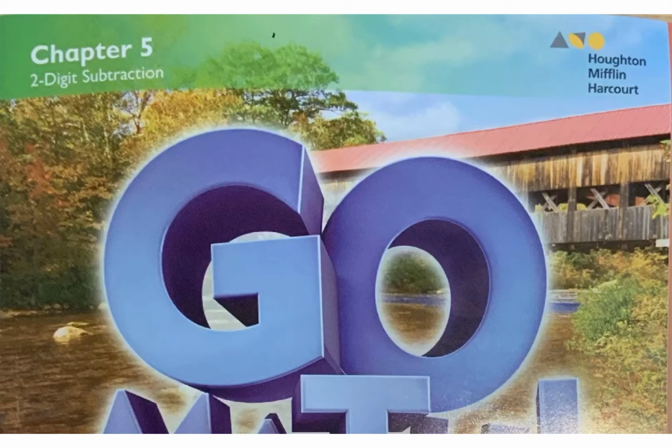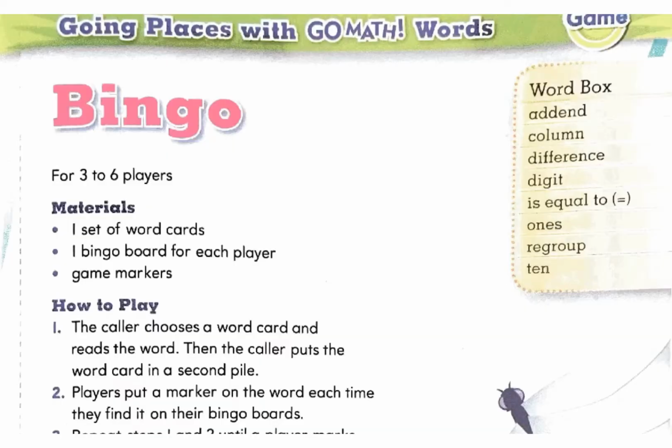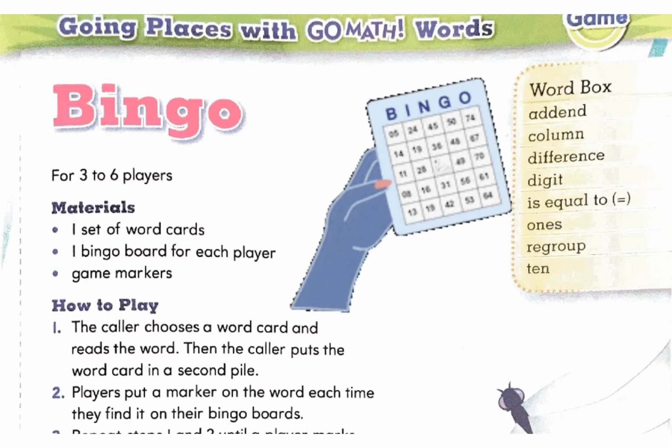Before we begin, I hope everyone reviewed Chapter 4 with the video that I sent and looked through the first 3 pages of Chapter 5 with your families so that you can be introduced to the chapter. So if you haven't already, please check out this page, Going Places with Go Math Words. It's bingo, and you use the word box with these words here.